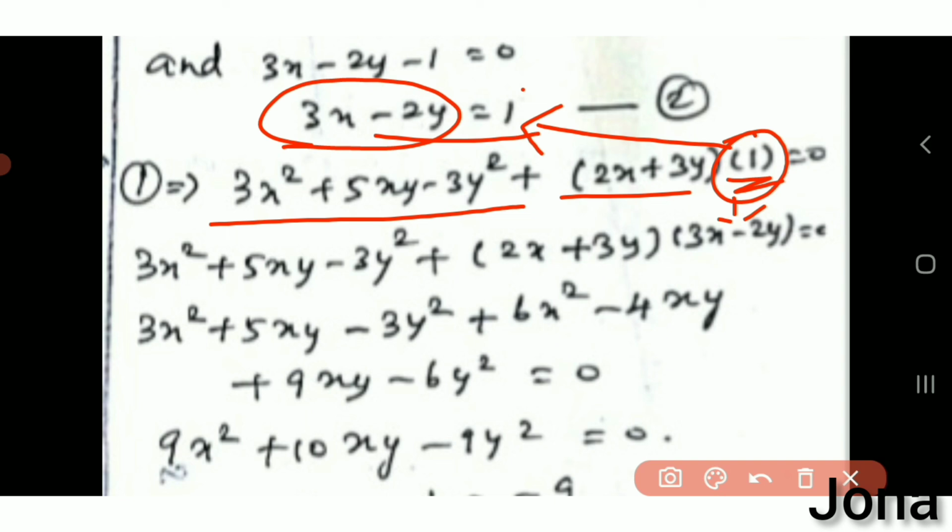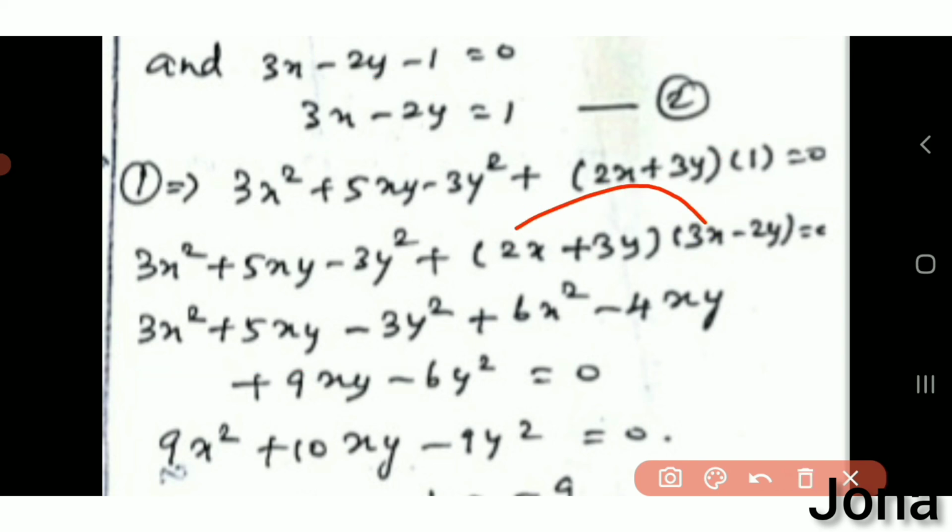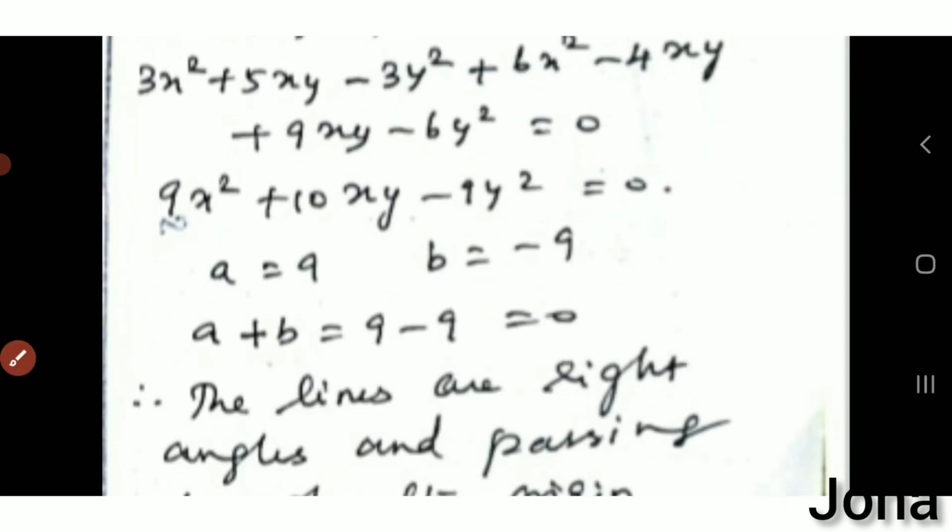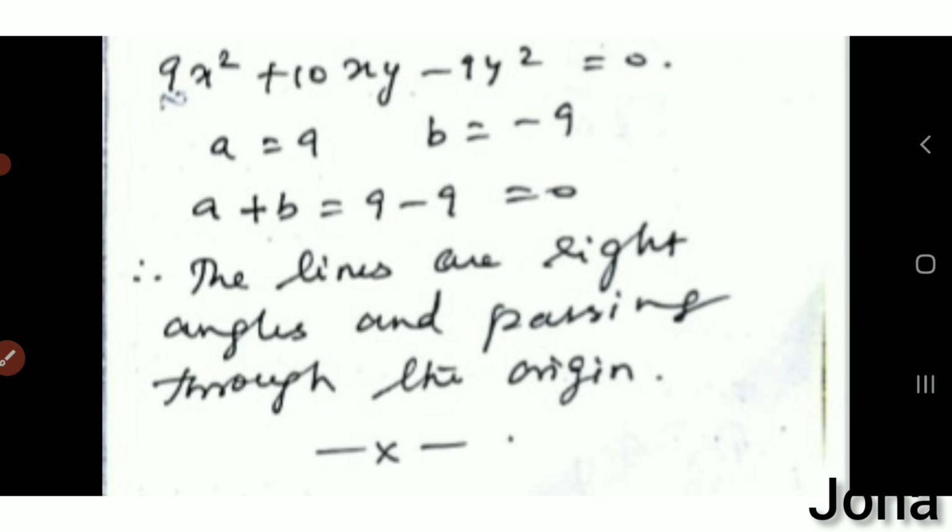Let me multiply. The first three terms stay as they are, and then 2x into 3x is 6x square, and 2x into 2y is minus 4xy, and then 3y multiplied here gives 9xy, and minus 6y square equal to 0. By simplifying the equation we get 9x square plus 10xy minus 9y square equal to 0. From this we have a is 9 and b is minus 9.